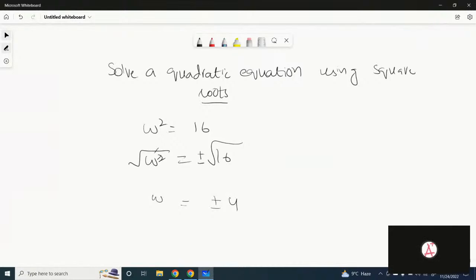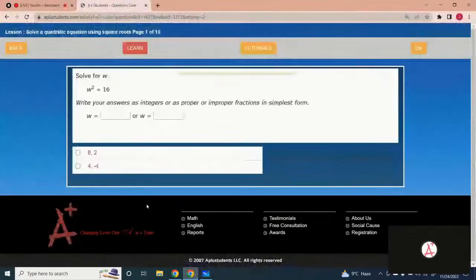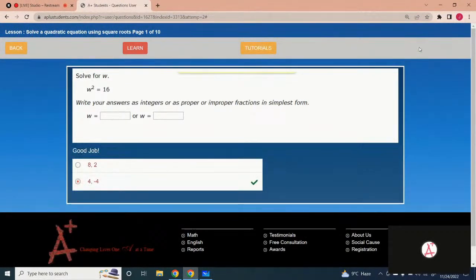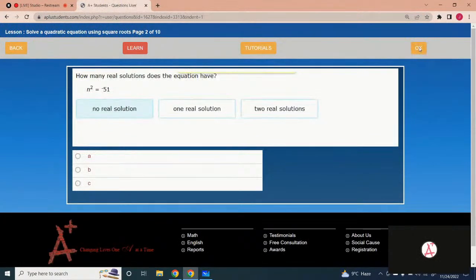They are positive 4 and negative 4. That means w has two values. One of them is positive 4 and one of them is negative 4. Got it? So these are the roots of the equation w square equals 16. Got it? It would be positive 4 and negative 4. Just select the correct option and click on the OK button. Got it?